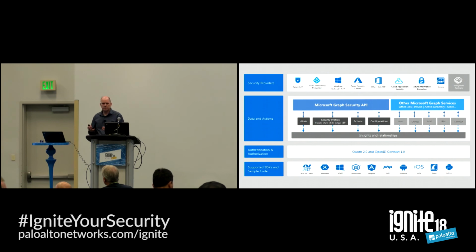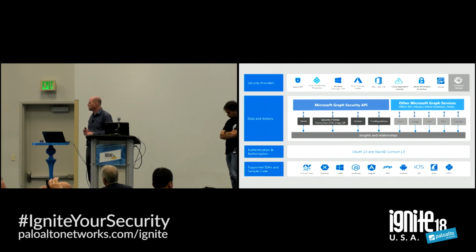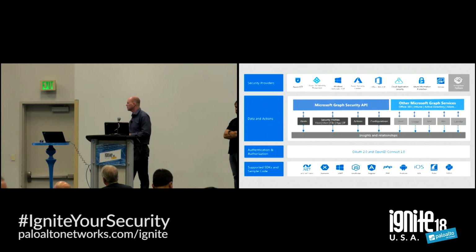Again, we just introduced the security elements to it a few weeks ago at RSA. But it's constantly evolving and constantly increasing. This is the future direction of Microsoft's APIs. So you can take a bet that the stuff that we're putting in here today is going to be around for a long, long time.